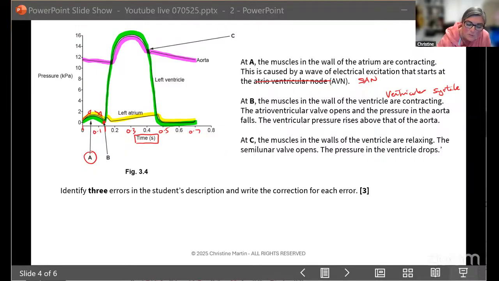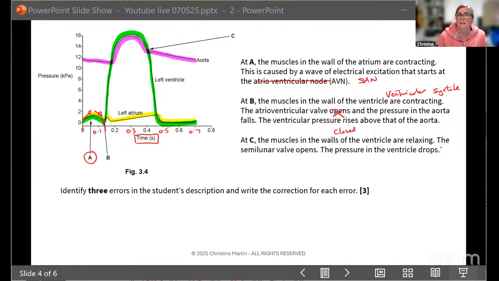So if we look here, we're told we're at this point here. Now we can see with the green that the ventricular pressure is going up. The ventricular pressure is going to be greater than the atrial pressure, and because of that, the atrioventricular valve is not going to be open. It's therefore going to be closed. That's an important part to note.